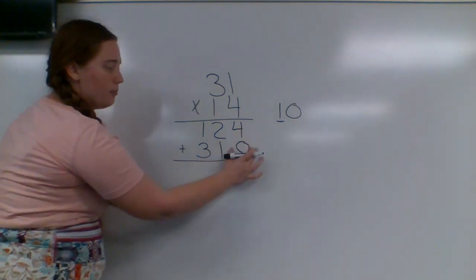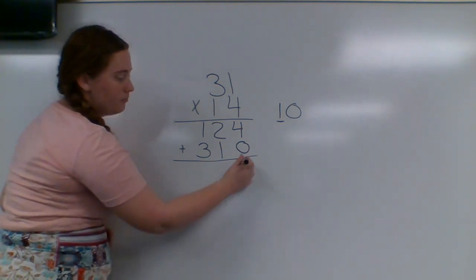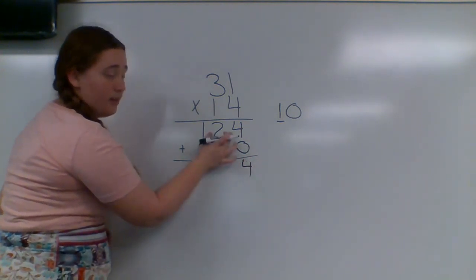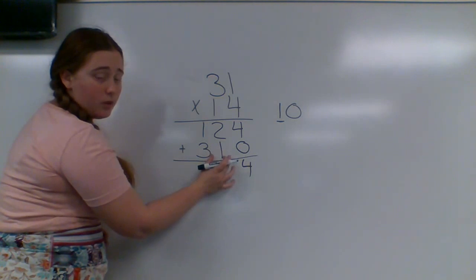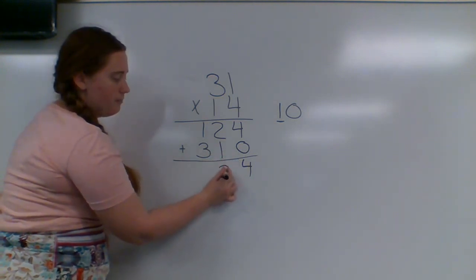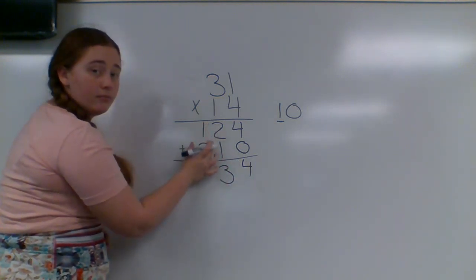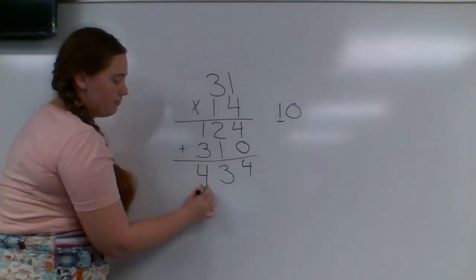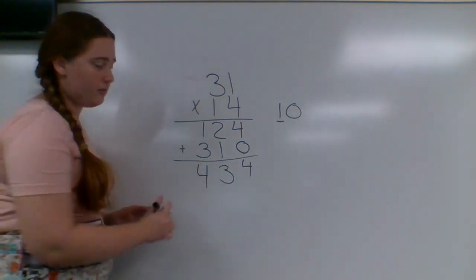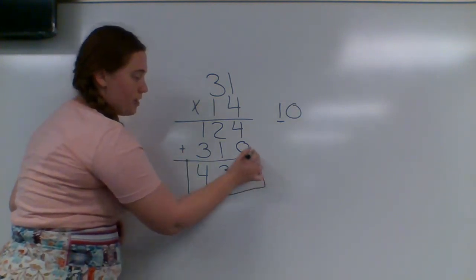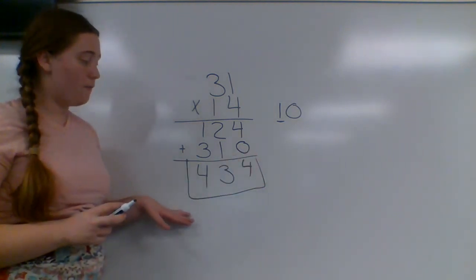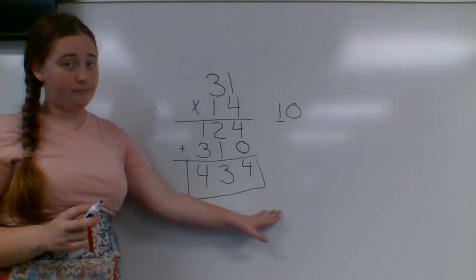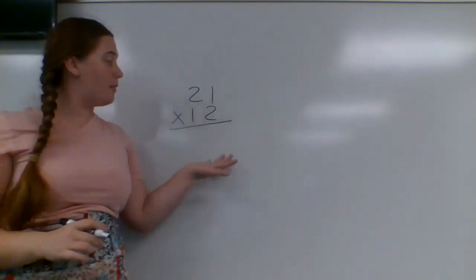I have 4 plus 0 is 4. 2 plus 1 is 3. And 1 plus 3 is 4. And my answer for this problem, 434. On to our next problem.